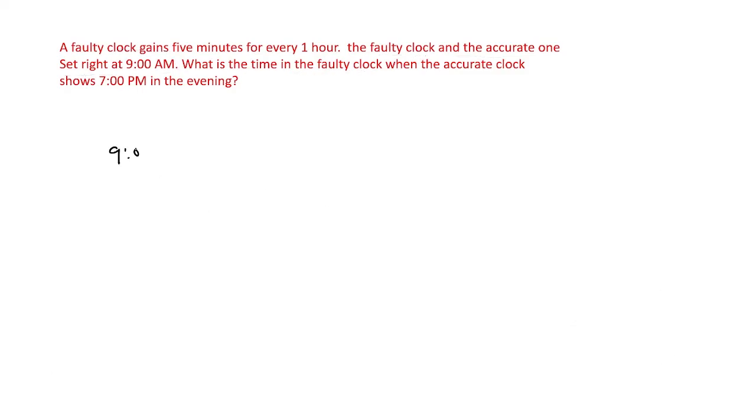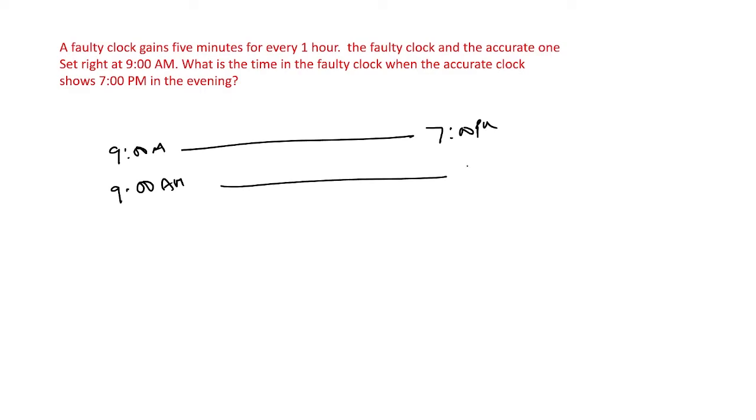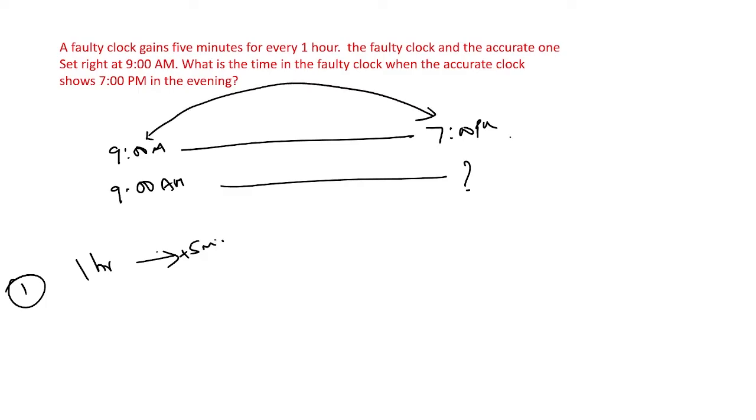We are setting the clock at 9 a.m., and the time is 7 p.m. in the original clock, and we are setting the wrong clock also at 9 a.m. We need to find out the time in the wrong clock. First step is you need to find out how much difference is going to be there. We know that for every 1 hour the wrong clock is going to show 5 minutes extra. So find out how many hours are there between 9 a.m. to 7 p.m.